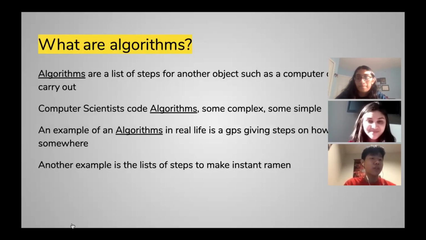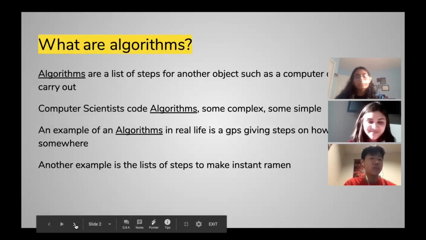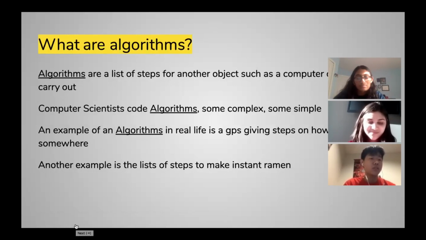An example of an algorithm in real life is a GPS giving steps on how to drive somewhere. And another example is the list of steps to make instant ramen. So for example, if you look on a package of instant ramen, it'll say set the stove to high heat, then boil the water, then boil the noodles in the water, and then add the flavor packet, and then stir for a certain amount of time, and then wait for a certain amount of time.